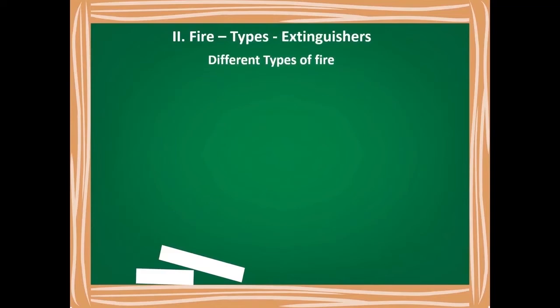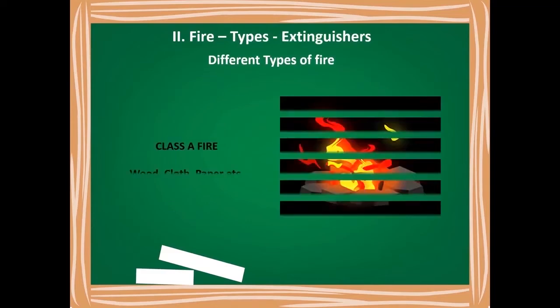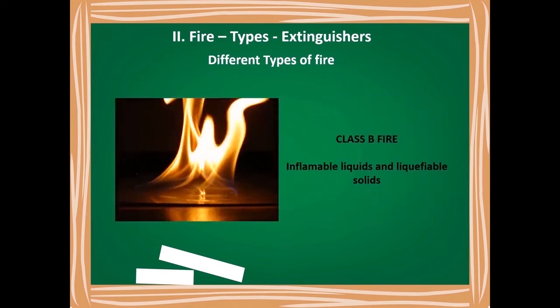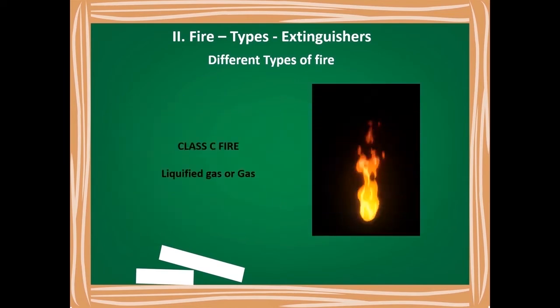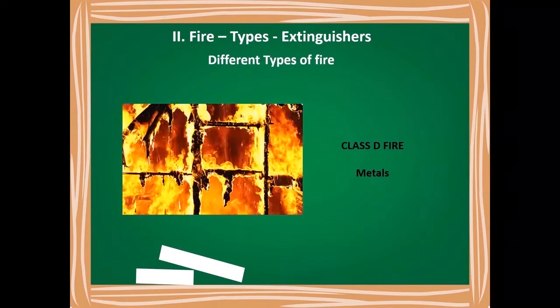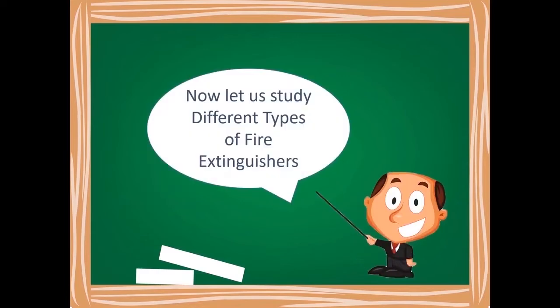Different types of fire: Class A fire, Class B fire, Class C fire, Class D fire. Now let us study different types of fire extinguishers.